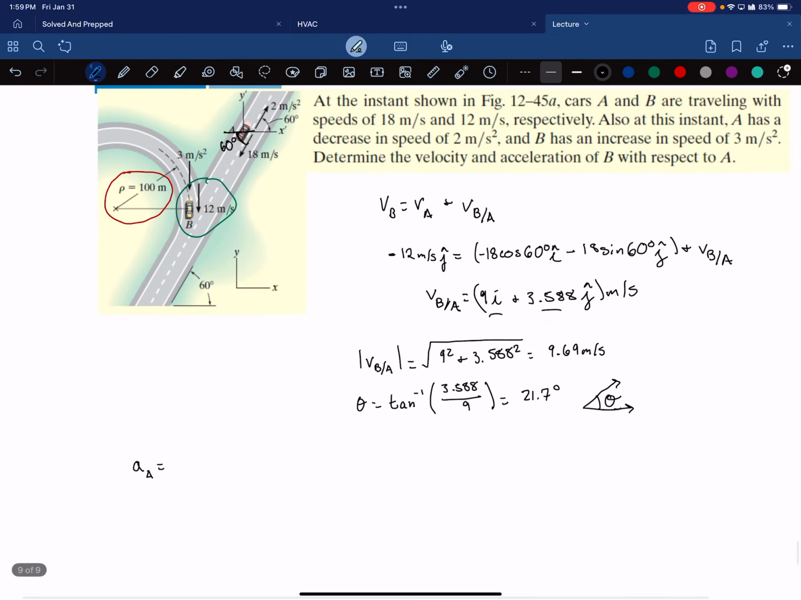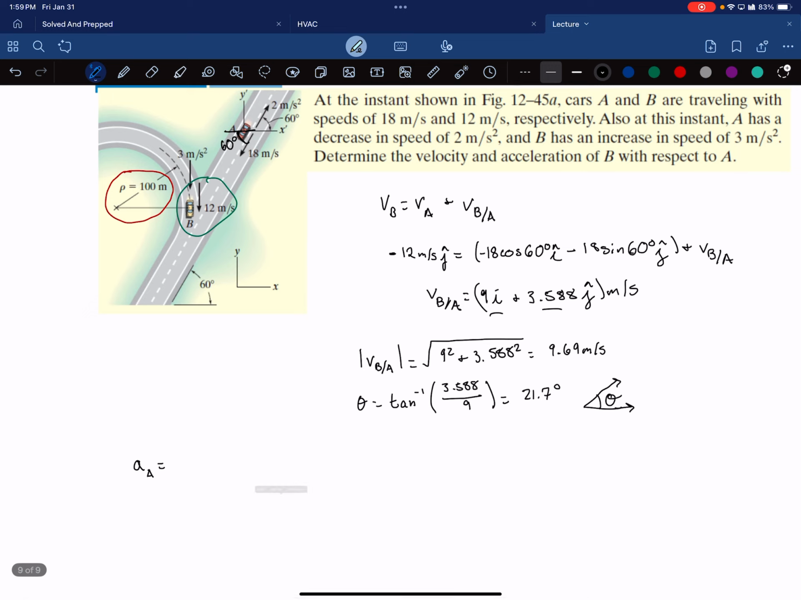So we know that the acceleration of A is 2 meters per second squared cosine 60 degrees I hat plus 2 meters per second squared sine 60 degrees j hat.